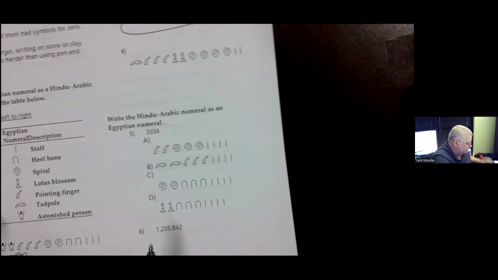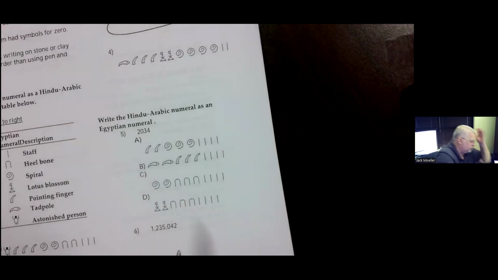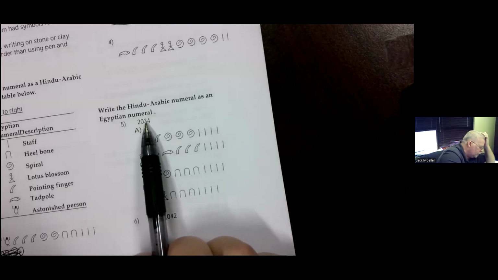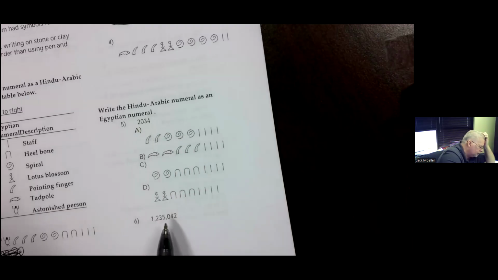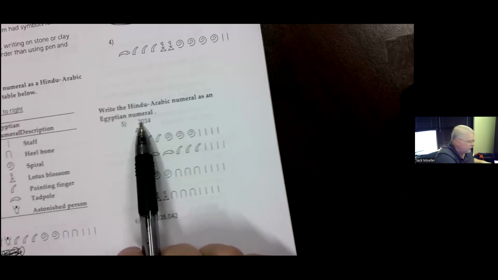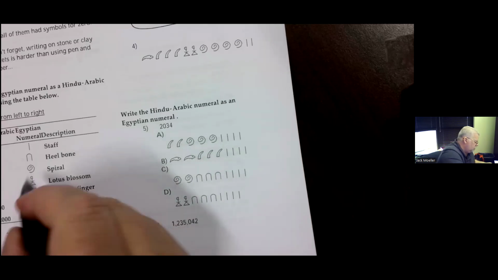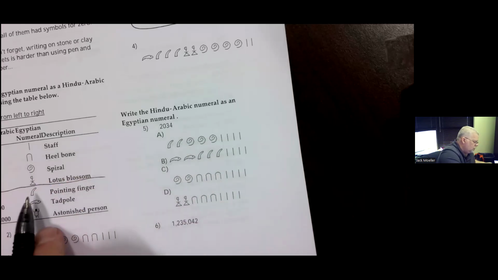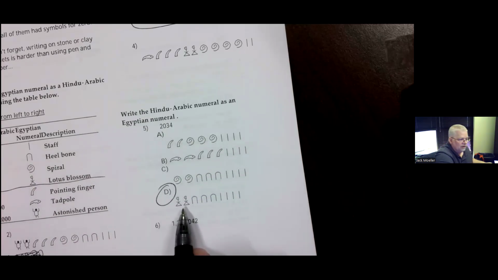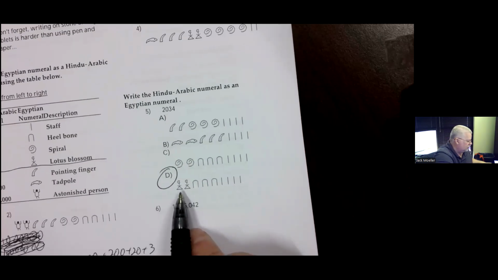All right. So, how about we do one of these that goes the other way. How do we convert 2034 into symbols? Well, I would start with the highest place value of 2000. So 2000 is a lotus blossom. So we need two of those. Right off the bat, it pretty much has to be D, right? Because that's the only one that starts off with two lotus blossoms.